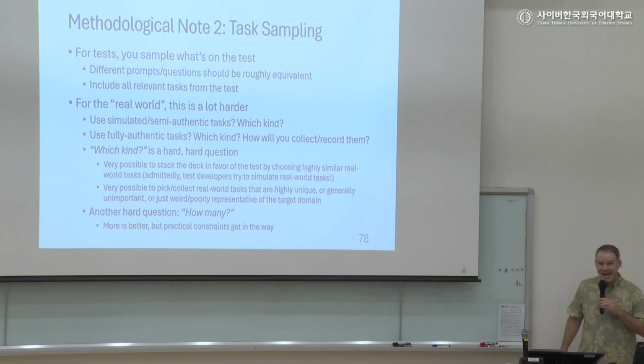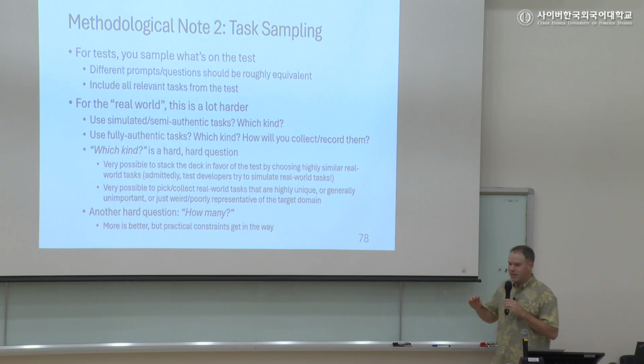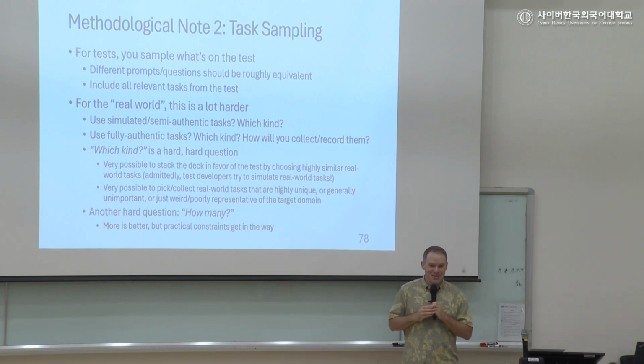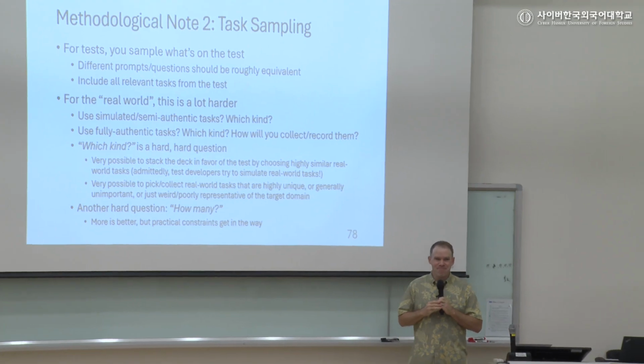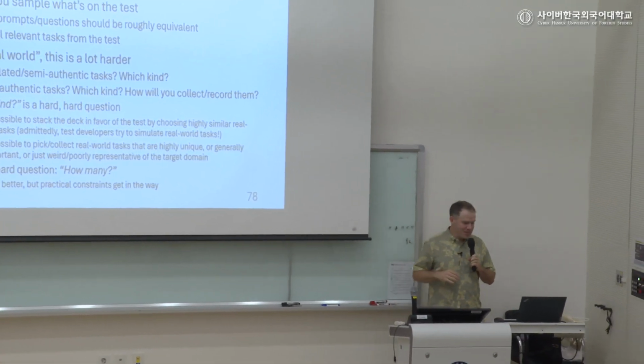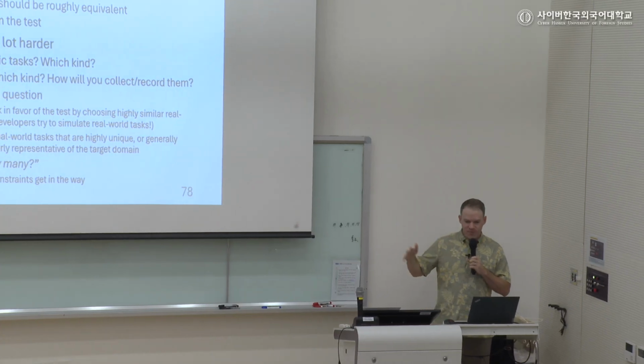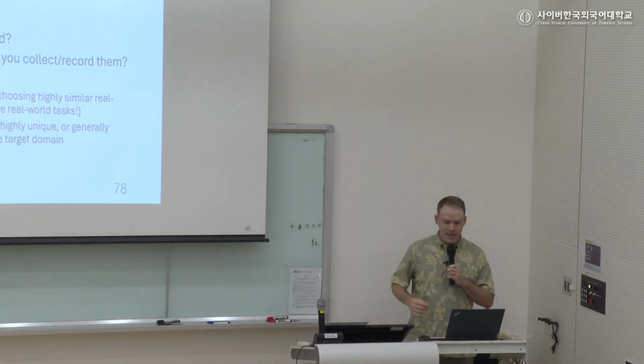It's also easy to stack the deck, potentially. Are we picking real-world tasks that happen to be very similar to the test tasks? That's something I think to be on guard for. And then how many? We've seen variation across real-world tasks. How many real-world tasks do we need to get a broad read, a general pattern? Again, I'm not sure. More is probably better, but then we run into practicality constraints.